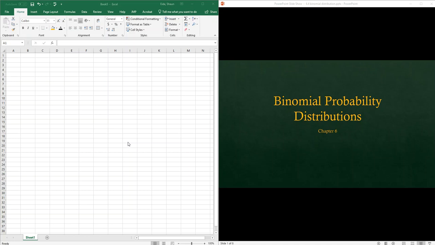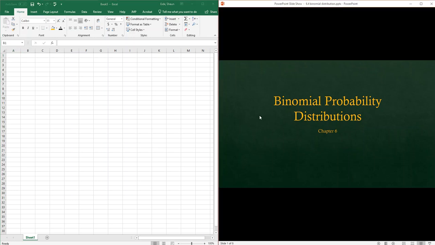Okay, in this lecture, we're going to be going over binomial probability distributions. Binomial really means that there's only two possible options. It's either a success or a failure, a heads or a tails. There's only two possible options. So that's really important to remember with binomial probability distributions.